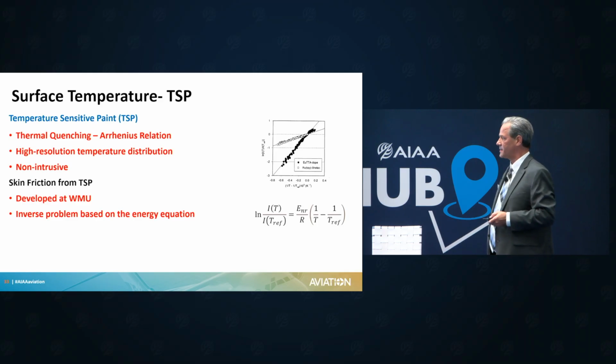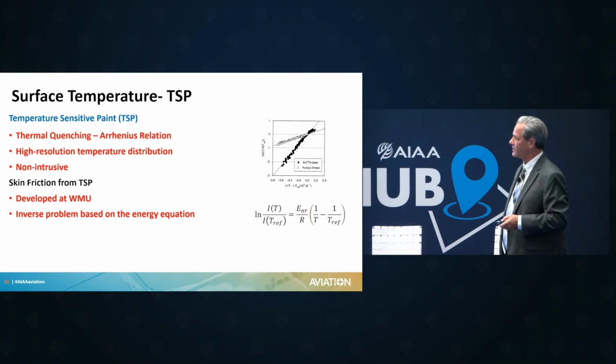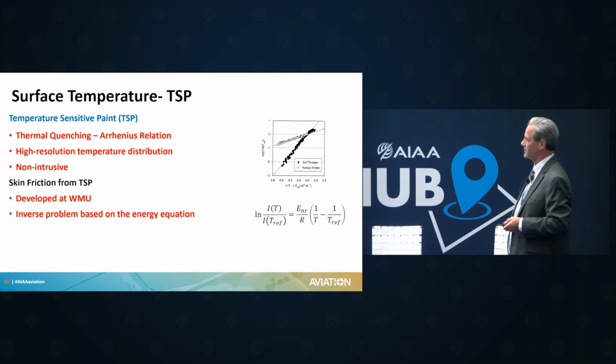Surface temperature, TSP, something I know a little less about, but again, we'll field all your questions over there at our booth at the end of this presentation.